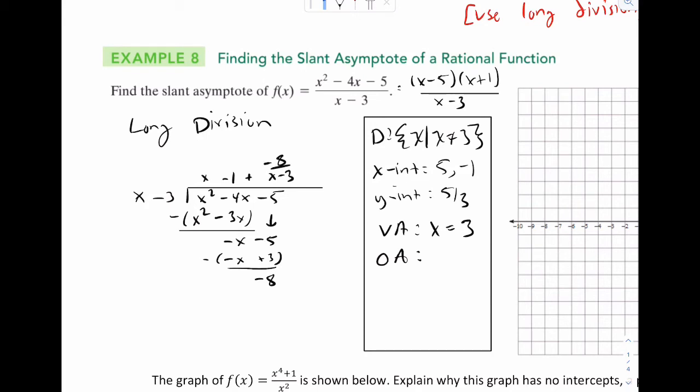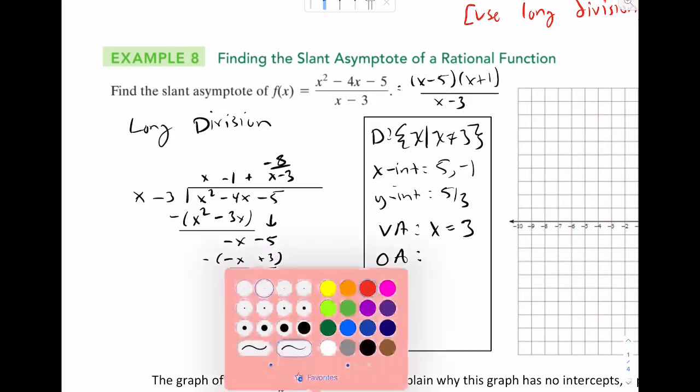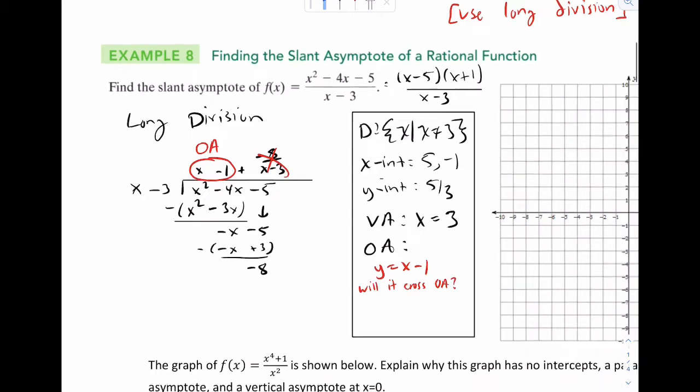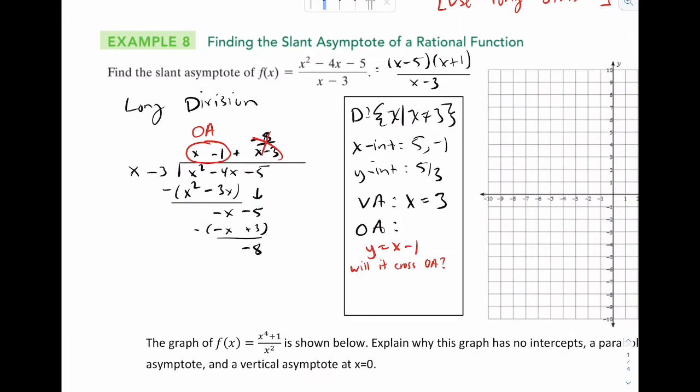Remember, for the oblique asymptote, we don't care about the remainder. We disregard that. This is going to be what we want. So for oblique, we write y equals x minus 1. And just like your horizontal, we have to check, will it cross your oblique asymptote? And to do that, it's the same thing you did earlier. You write f of x equals the oblique asymptote.